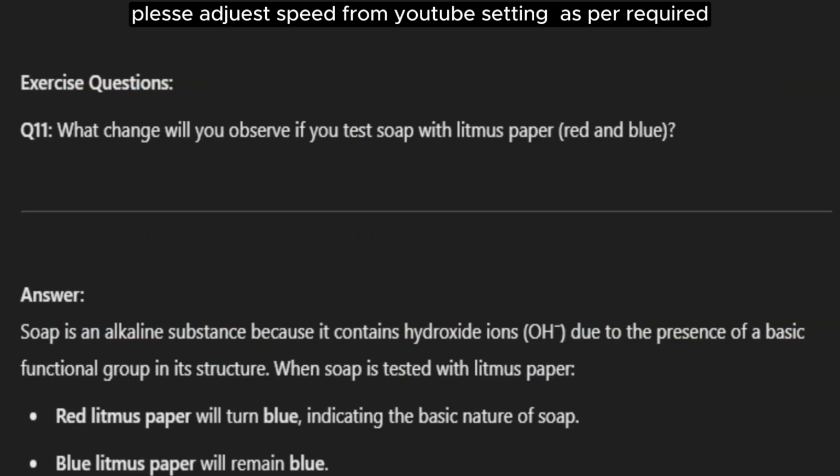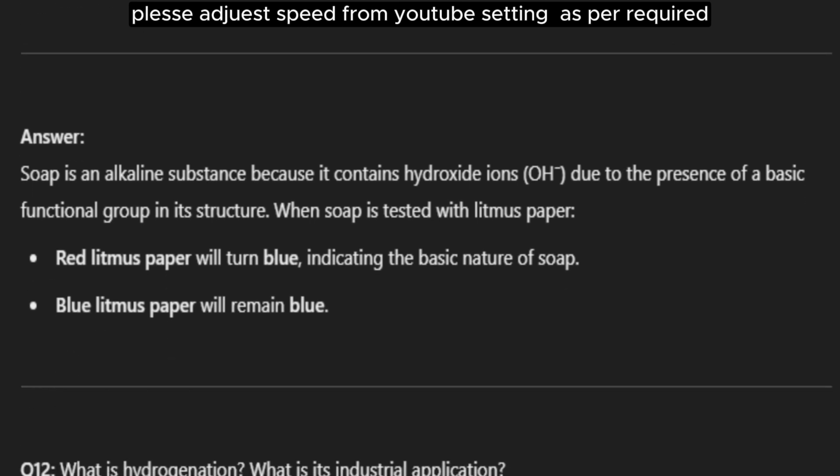Q11. What change will you observe if you test soap with litmus paper, red and blue? Answer. Soap is an alkaline substance because it contains hydroxide ions, OH-, due to the presence of a basic functional group in its structure. When soap is tested with litmus paper, 1. Red litmus paper will turn blue, indicating the basic nature of soap. 2. Blue litmus paper will remain blue.